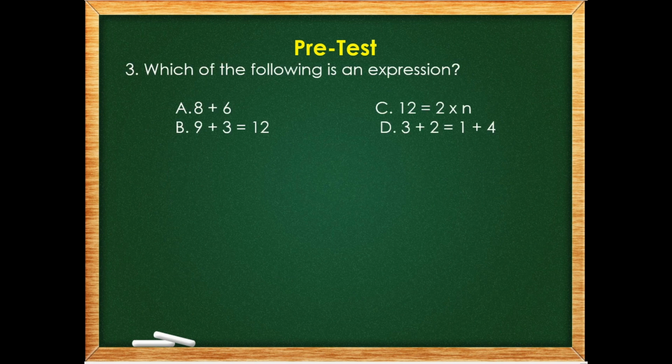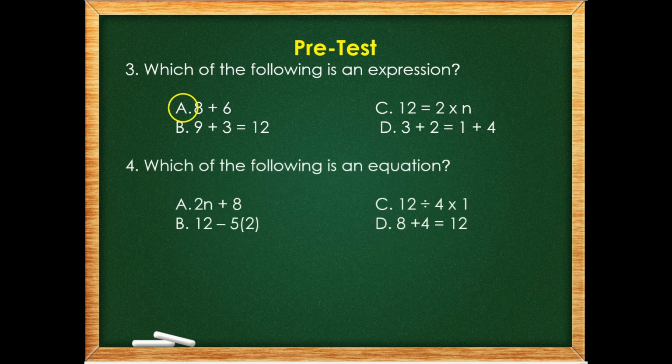Number 3, which of the following is an expression? A. 8 plus 6. B. 9 plus 3 is equal to 12. C. 12 is equal to 2 times n. D. 3 plus 2 is equal to 1 plus 4. Yes, the correct answer is letter A, 8 plus 6.